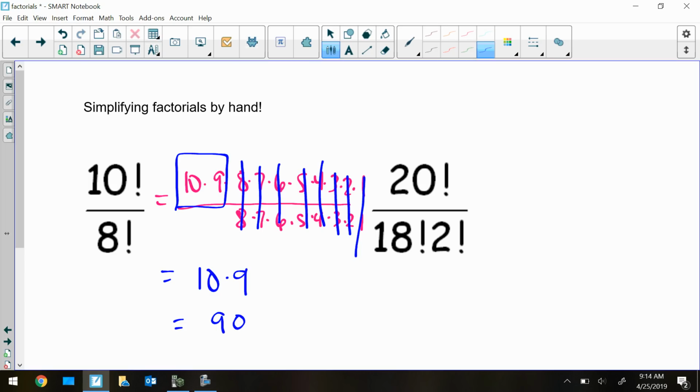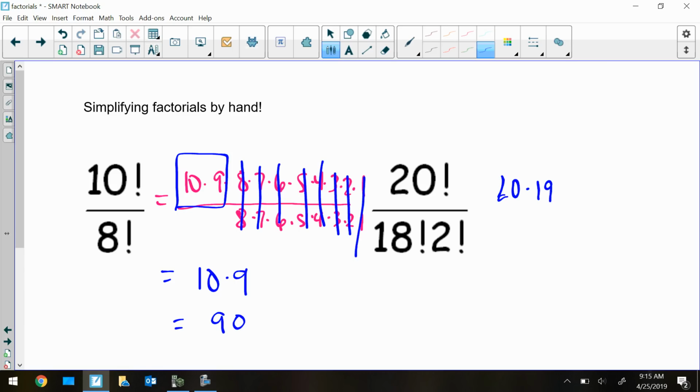So yes, this one could have been done by itself, but then we get over to a problem like this, which you will see in a formula later on. 20 factorial over 18 factorial times 2 factorial is something our calculator would not be able to handle. So if you think about simplifying this by hand, 20 factorial would be 20 times 19.